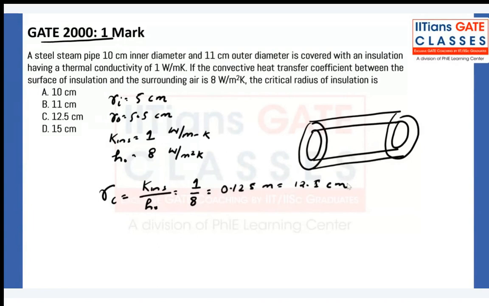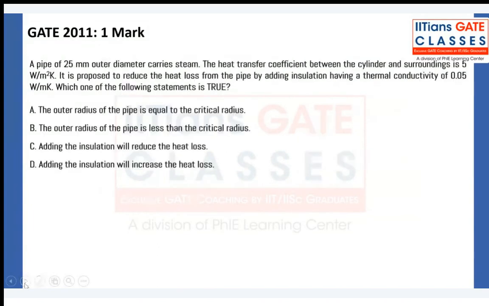Very simple question. A pipe of 25 millimeter outer diameter. So the outer diameter is 25 millimeter. The heat transfer coefficient between the cylinder and the surrounding is 5. H is equal to 5 watt per meter square Kelvin.